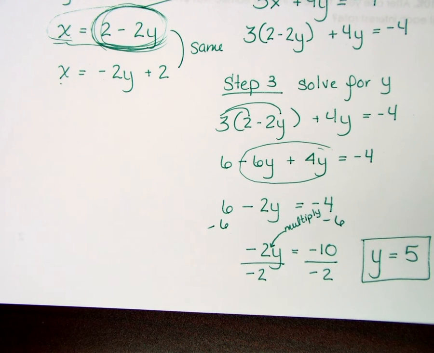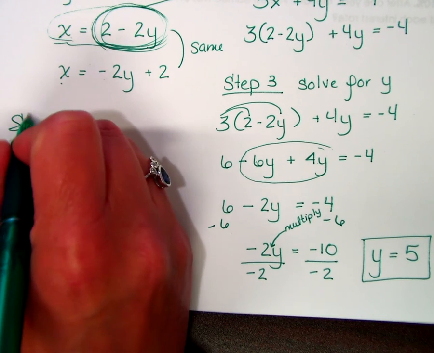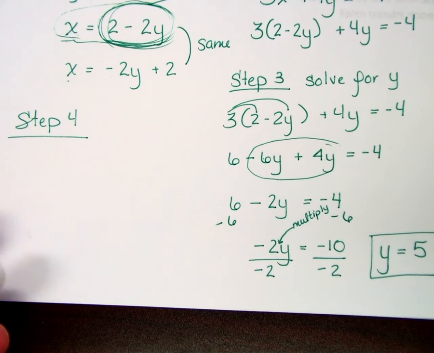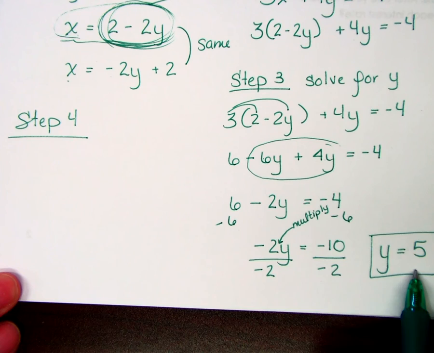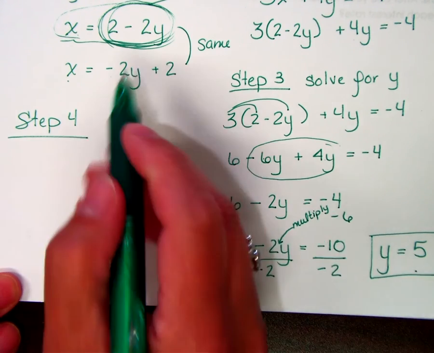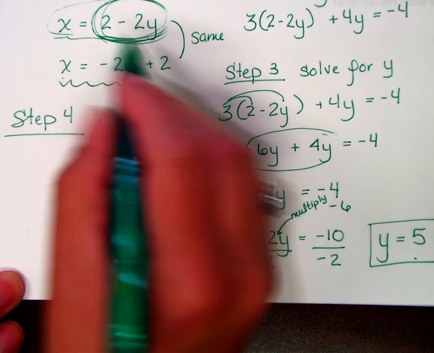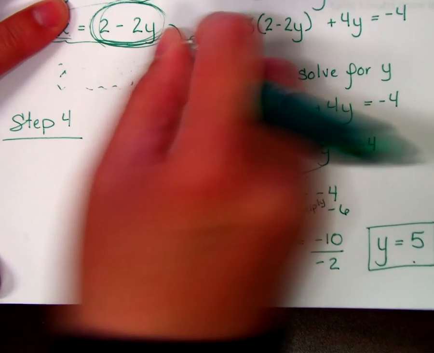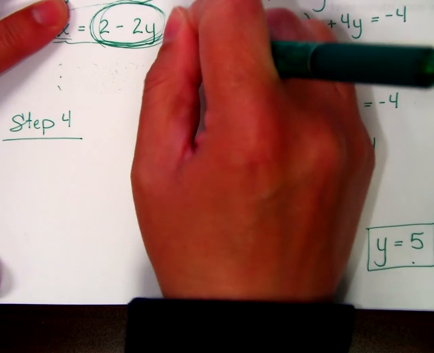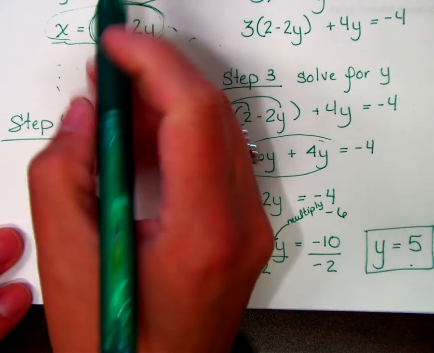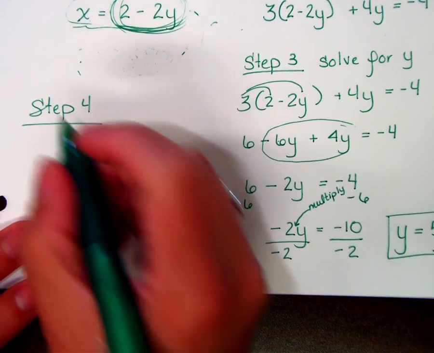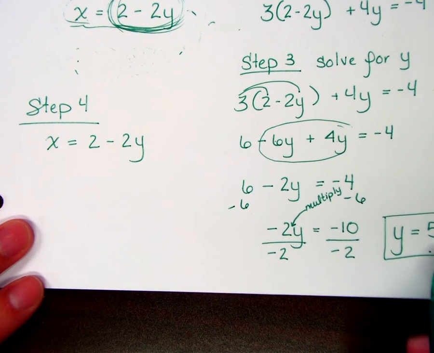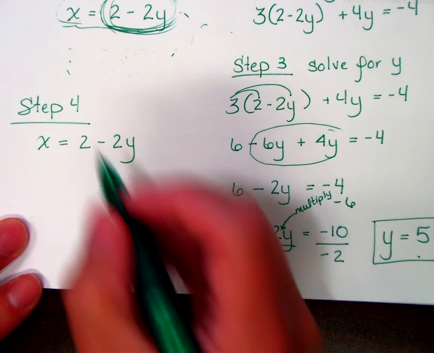Okay, now this is step 4. Now that we know what y is, we know the value of y, we can go back up to this one, or this one, doesn't really matter. Maybe I'll just get rid of that because I keep going to it and that's not what I want. We're going to go back up to the original equation that we created here, and we're going to substitute in the value of y. And we know that y is 5. So we are going to put that in.